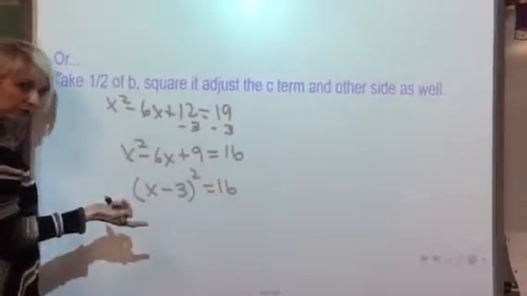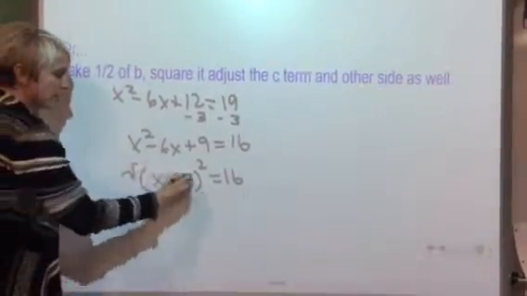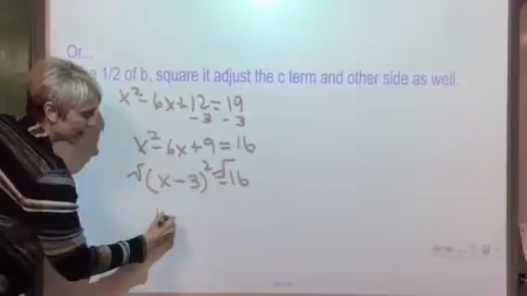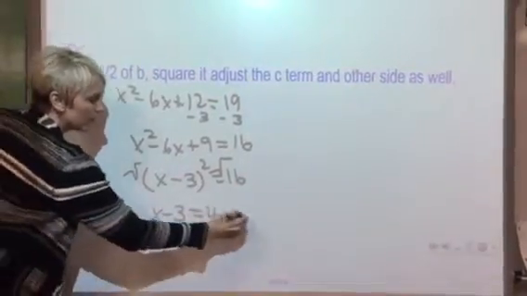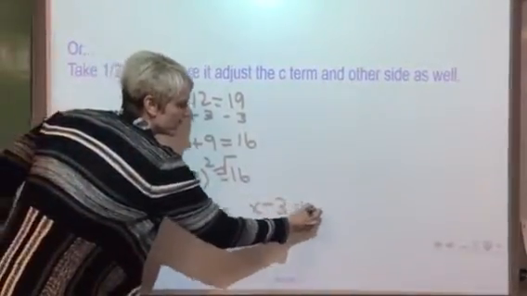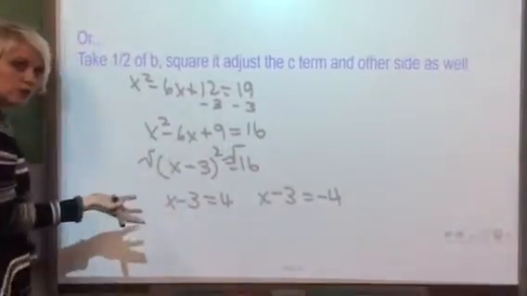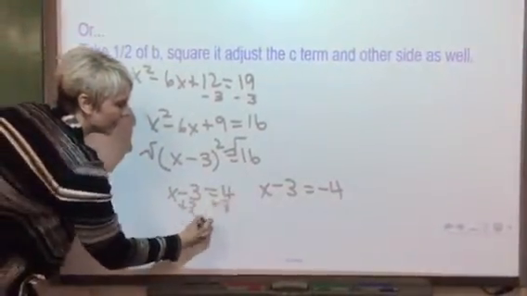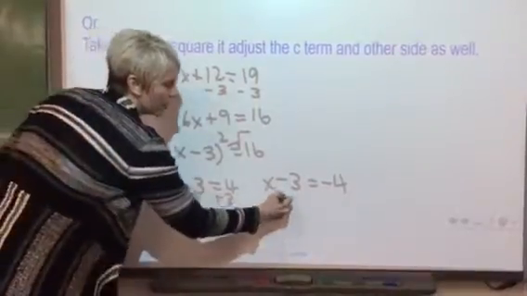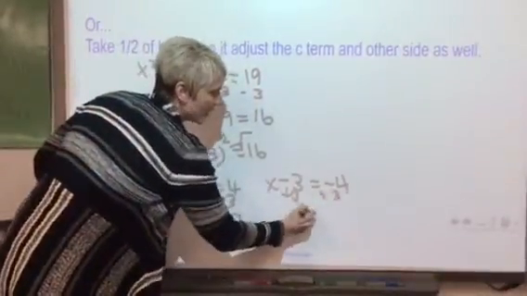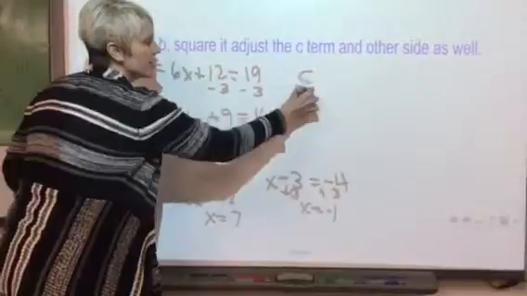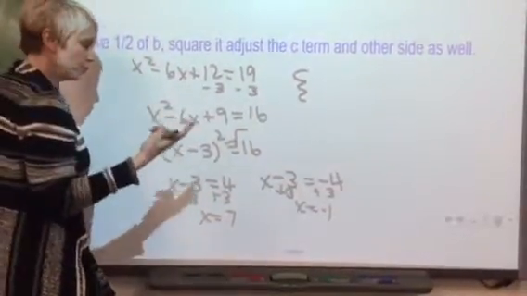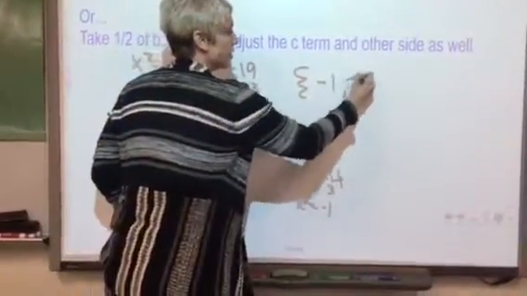Now we're going to use the square root property. Remember that from chapter 8. We square root both sides, and we have x minus 3 equals 4, x minus 3 equals negative 4, because the square root of 16 is either 4 or negative 4. So we add 3, and we get x equals 7. We add 3 here, and we get x equals negative 1. So this is a double root, or 2 roots, and they are negative 1 and 7.